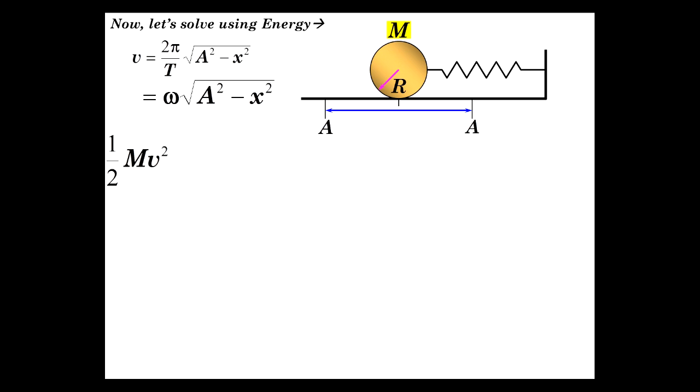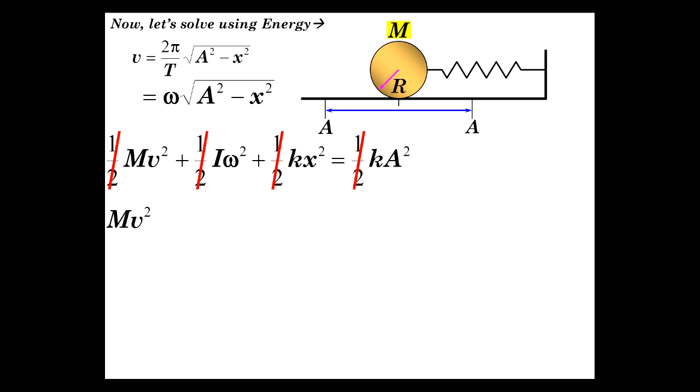So let's write out the full energy equation. 1/2 mv squared plus 1/2 I omega squared plus 1/2 kx squared is all the energy, equal to the energy in the spring, 1/2 ka squared. The halves go away. So mv squared plus 1/2 mr squared, that's the moment of inertia, times omega squared, where omega squared is v squared over r squared. Remember all this? Sure you do. The r's go away. Plus kx squared equals ka squared.